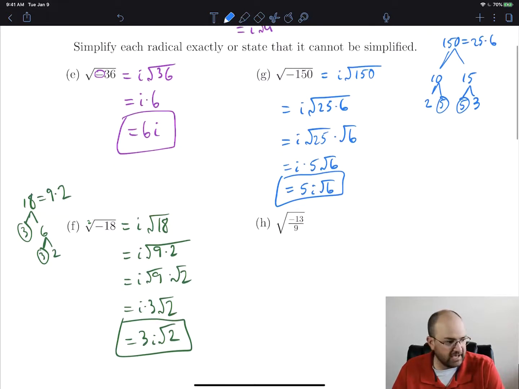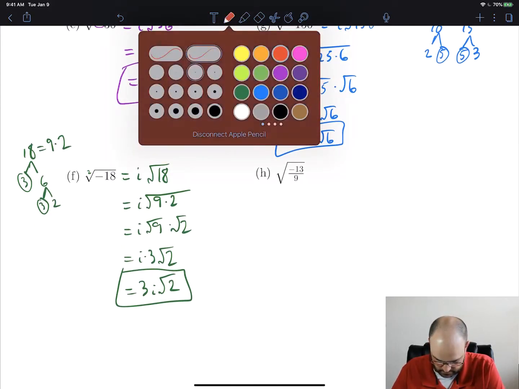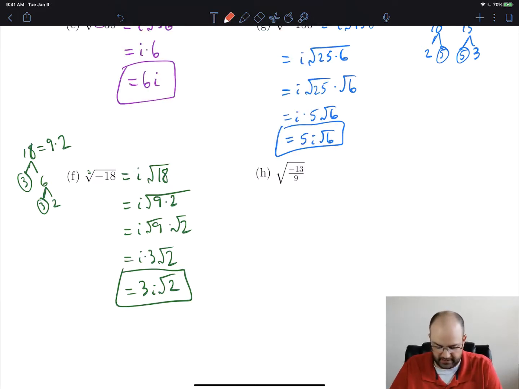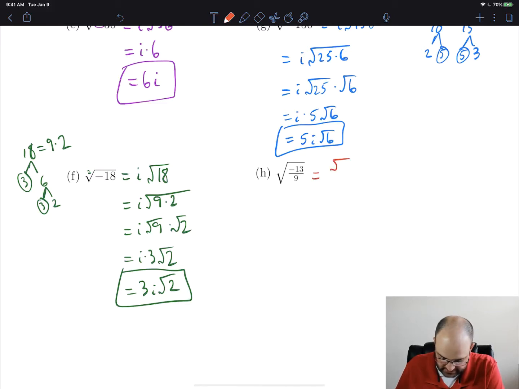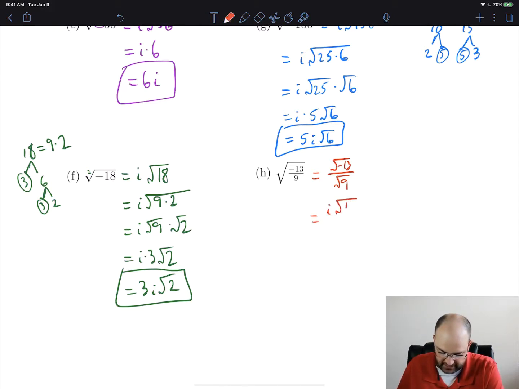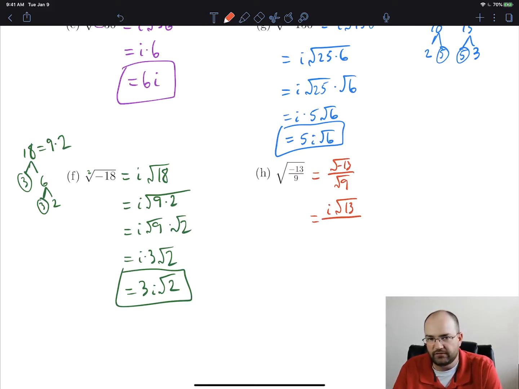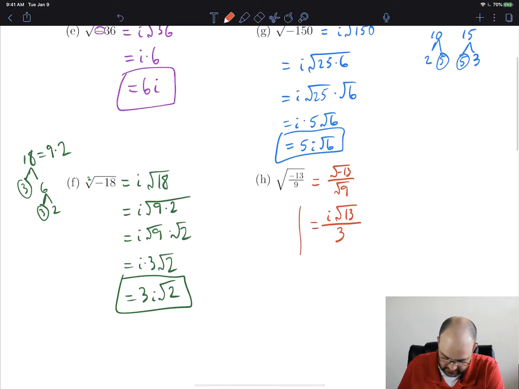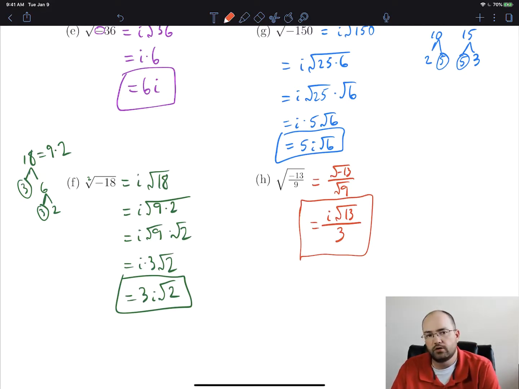Excellent. Now let's look at letter h. For letter h, we have the square root of negative 13 over 9. I'm going to go ahead and make this the square root of negative 13 over the square root of 9. And then look at these individually. The square root of negative 13 has a negative underneath the radical, which gives me an i on the outside. And in the denominator, the square root of 9, well, 9's already a perfect square. So the square root of 9 is 3. And if you notice in the numerator, 13 is actually prime already. There's nothing we can do because there are no perfect squares within that prime. So the answer actually is i square root of 13 all over 3.